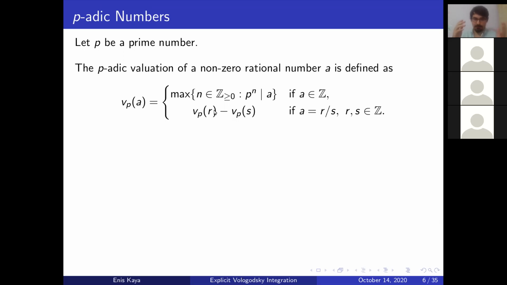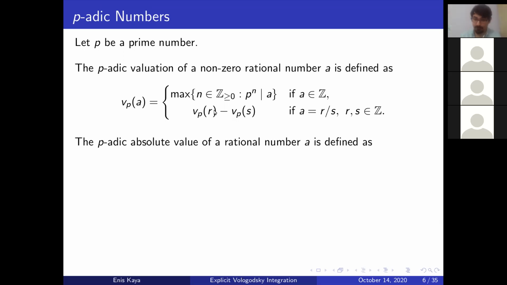This is the p-adic valuation, and now we will define the p-adic absolute value. Here we have a rational number a. The corresponding absolute value is defined as 0 if the number I started with is 0. Otherwise, it is just p to the minus valuation of that number. Basically, in this p-adic valuation and p-adic absolute value, we only care about the number around p.